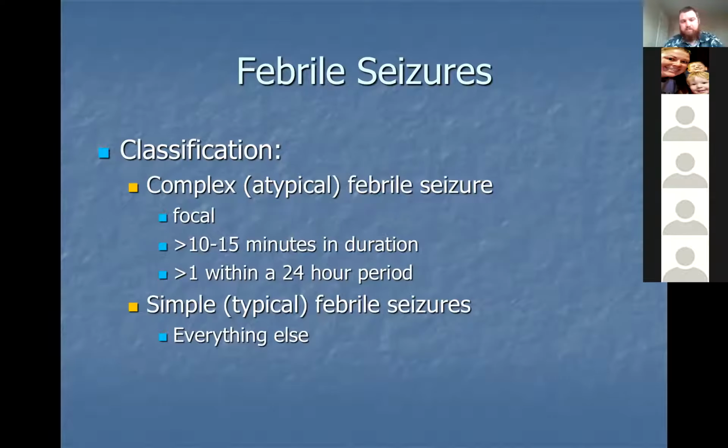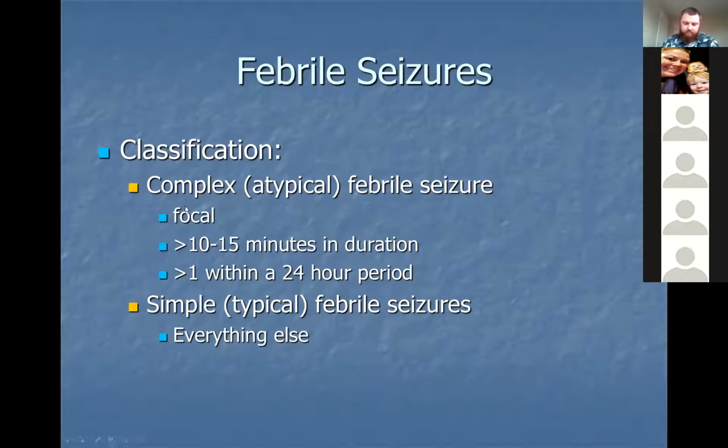Yes, 15 minutes is a long time, but the criteria that we set down is like 15 minutes continuously of seizures counts as a simple febrile seizure. And then they get one within a 24-hour period, that counts as a simple febrile seizure. Anything other than that, then it becomes complex or atypical.